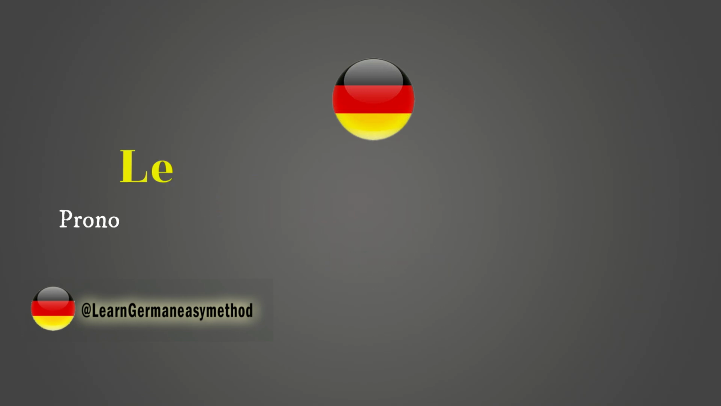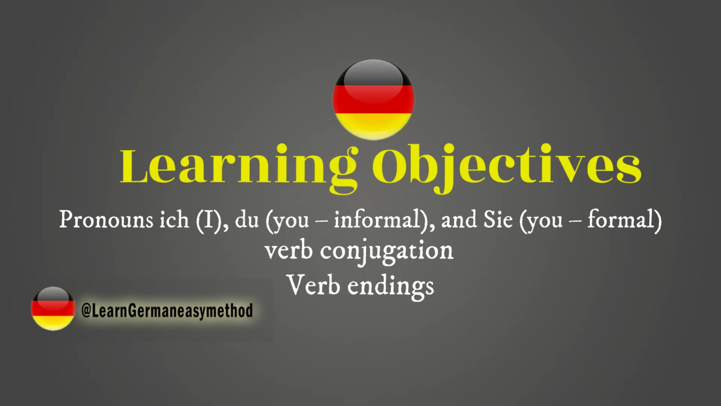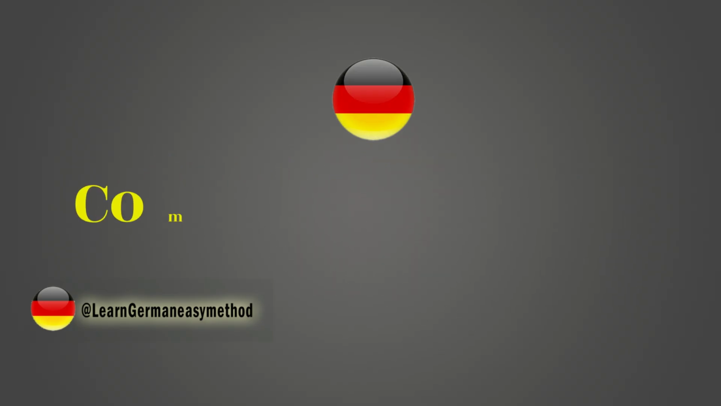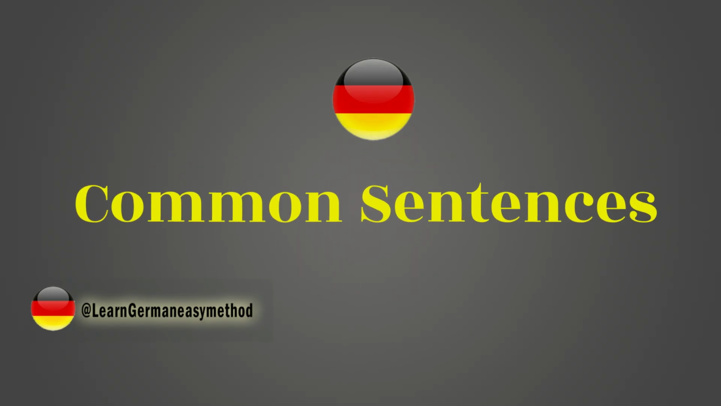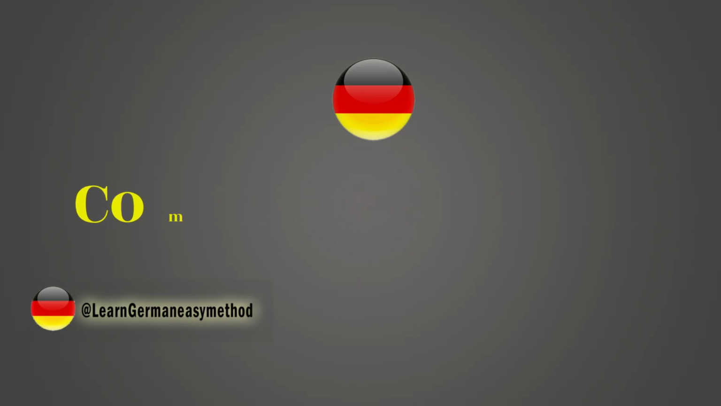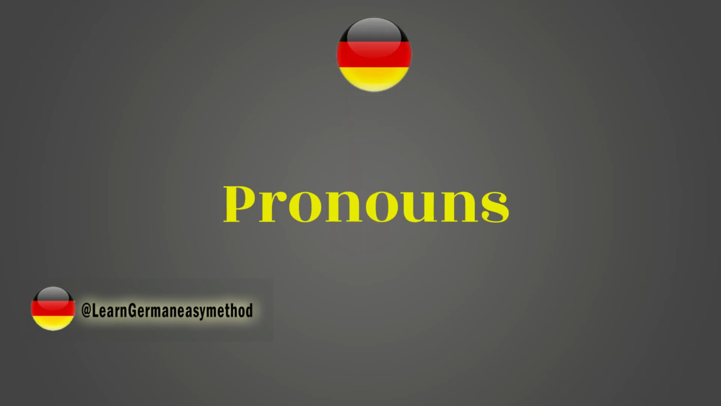The pronouns ich, which means I, du, which means you, informal, and sie, which means you, formal. What verb conjugation is, different verb endings, a short exercise at the end. Common sentences. Let's first look at 3 very common sentences you have already learned. Now, let's focus on the pronouns used in these sentences.